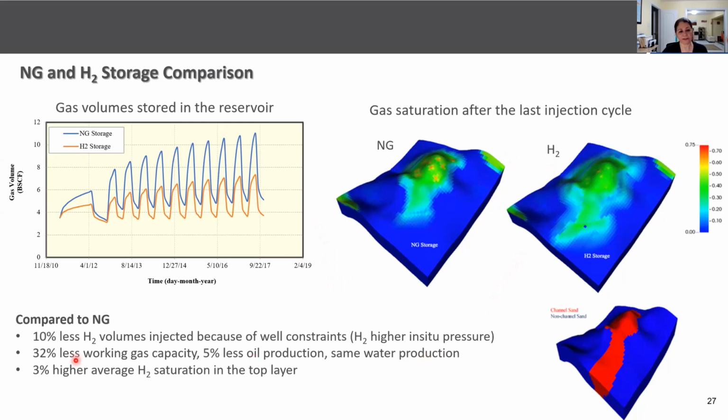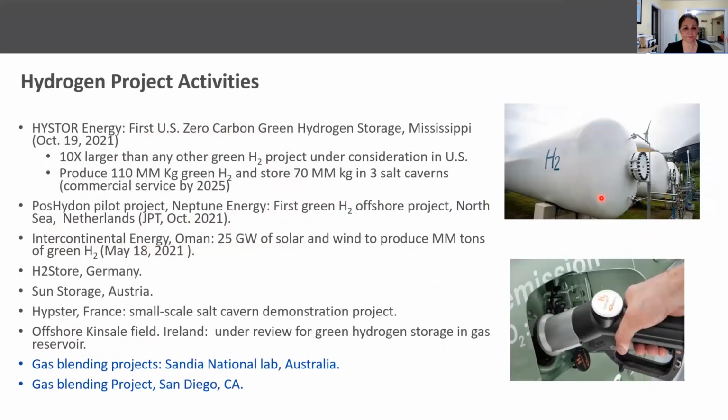So we realized that we have 10% less hydrogen compared to natural gas, 32% less working gas capacity, and we also even produce less oil, and 3% higher saturation in the top layer for hydrogen. And that's why we started to change the strategy for hydrogen, to try to optimize it for this case.